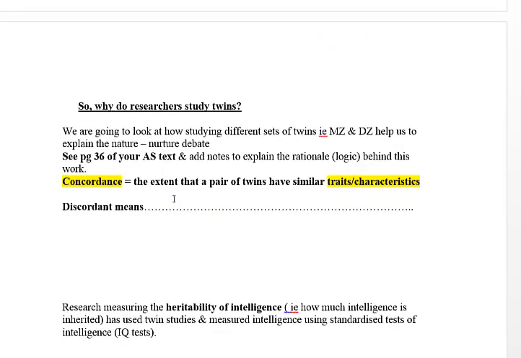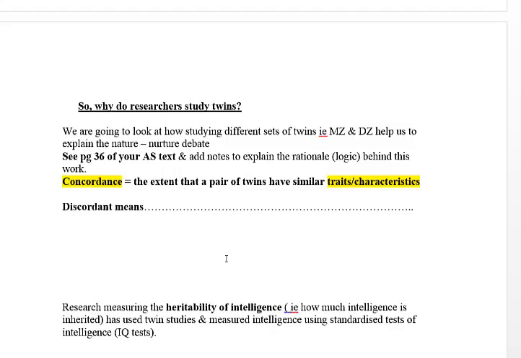Now, I had asked you up here to explain the rationale of this. The rationale is that we want to look at these together and compare them. MZ twins reared together: we assume that because they've got exactly the same genotype, then if whatever characteristic you're looking at is caused biologically through the genes, we would expect a very high concordance level, because they have identical genes. So ideally, what you're looking for is 100% concordance, full concordance between one twin and the other.